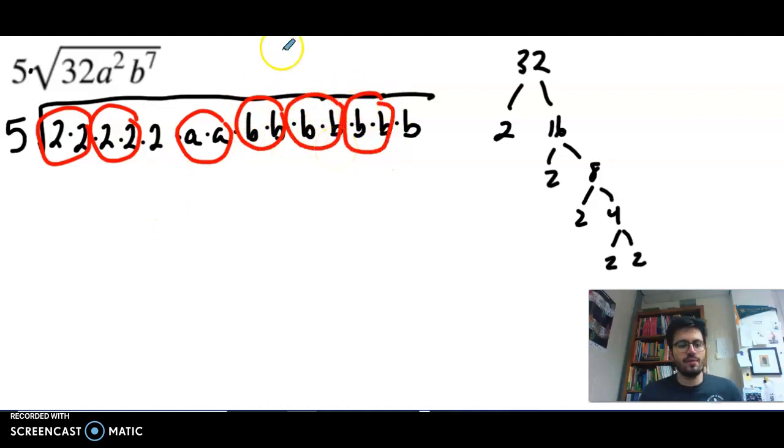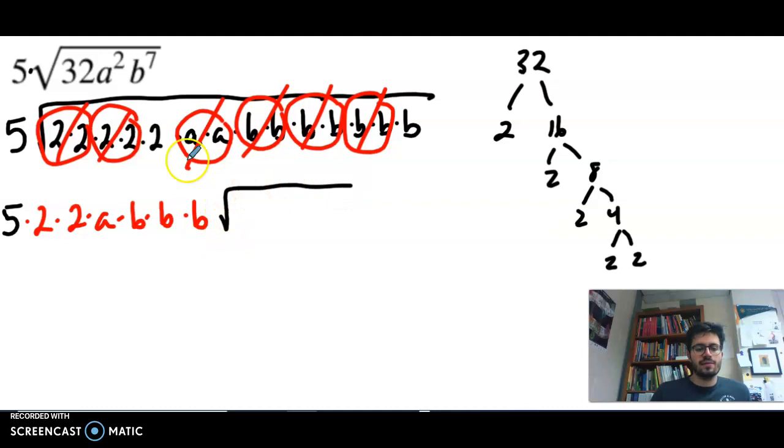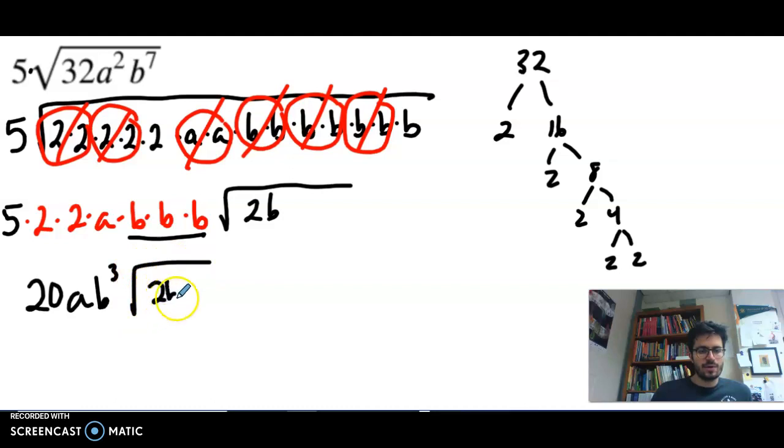Let's take care of each pair one at a time. I'll put the 5 since it's already on the outside. Here we have a 2. We can put another 2. We can put an A, a B, another B, another B. And on the inside, what do we have left? We have a 2 and a B, so 2 times B. And we can rewrite this whole thing as 20 a b to the third. Notice I have 3 b's. Square root of 2b.